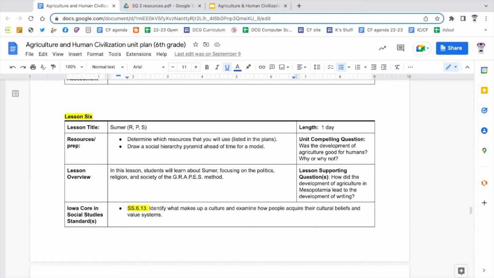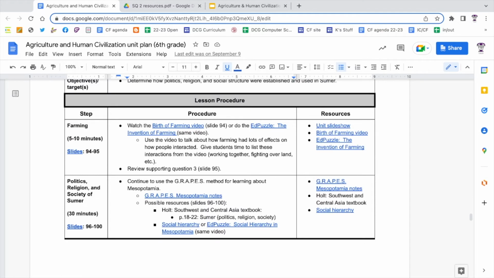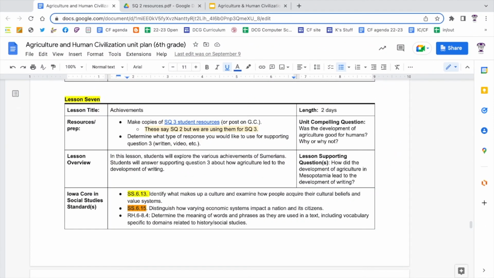In lesson 6, we hit the R, P, and S, so the religion, the politics, and society. So we start with the Birth of Farming video, or the Invention of Farming from Edpuzzle. They're the same video, it just works easier if you use the first one. And we spend some time talking about how farming had other effects in terms of how people interacted, some of those good, some of those bad. Then we move into studying the politics, religion, and society.